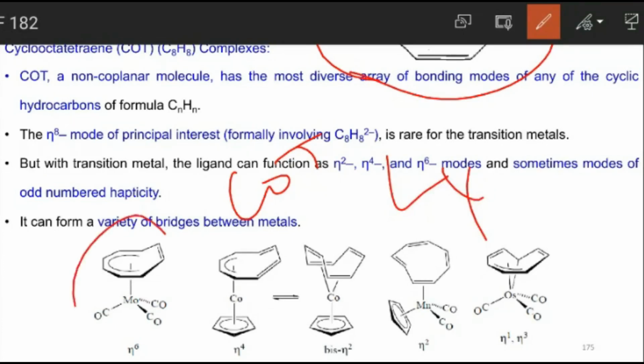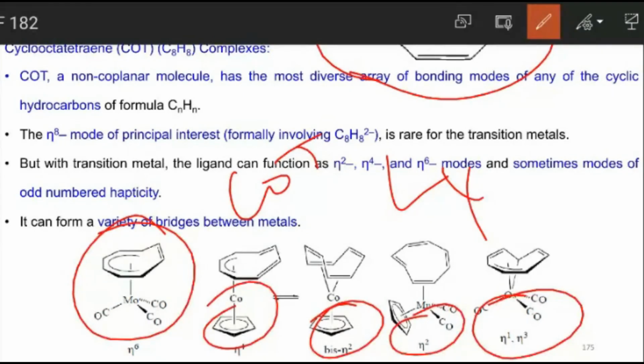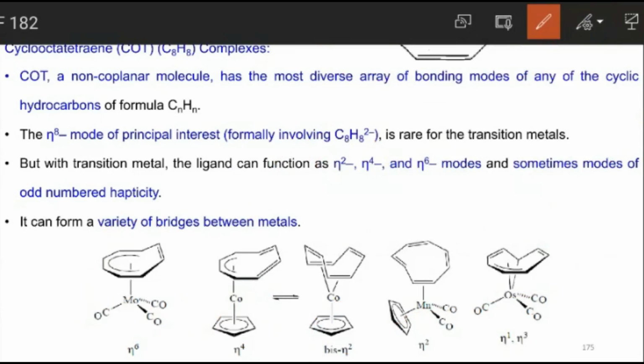It can adopt hapticity 6, hapticity 4, hapticity 2, and hapticity 1 and 3 can form. But with a single metal, it won't give hapticity 8. It has the ability to form hapticity 8 through the 4 double bonds, but it never forms because of the size, because the transition metals are smaller in size. Therefore, it cannot form a complete sandwich kind of compound.